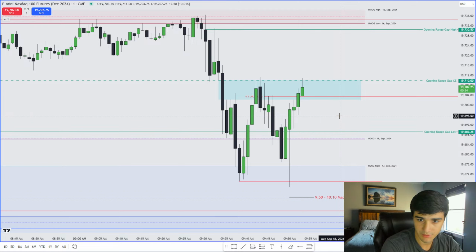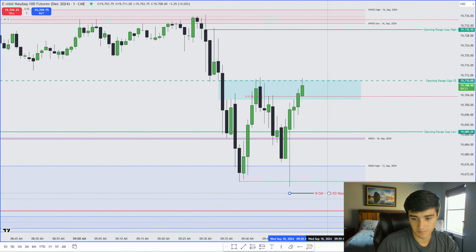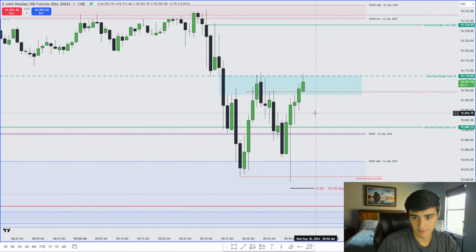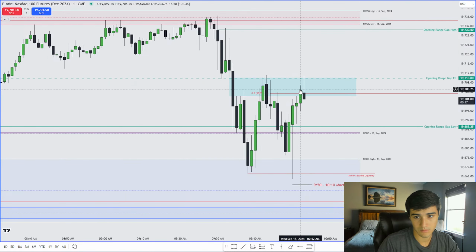But now we're back at consequent encroachment at the opening range gap and first presentation. So we had a stop run underneath these lows. Now the market's seeking buy side above these highs during the macro. So during the macro, it looks like we're spooling for buy side. So here's minor buy side liquidity here. If this becomes a swing high, we have relative equal highs.